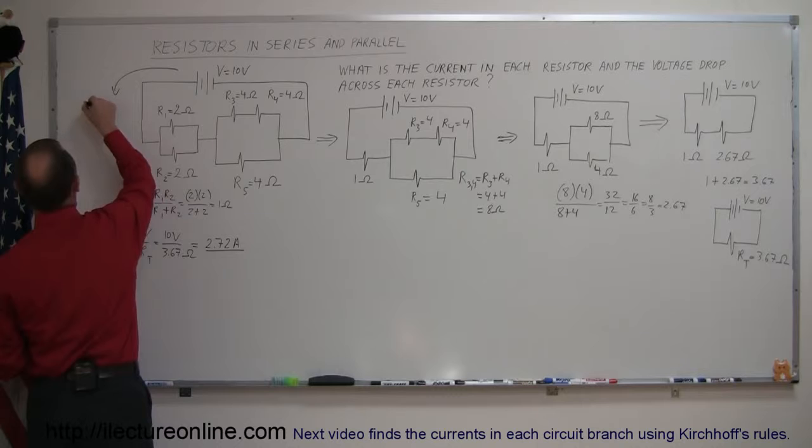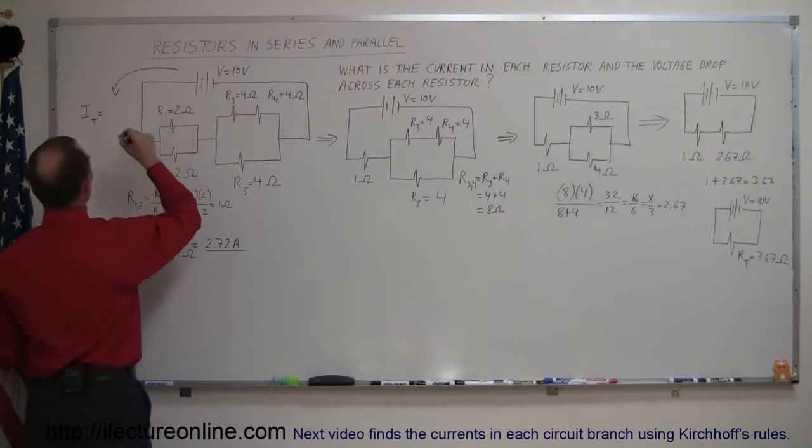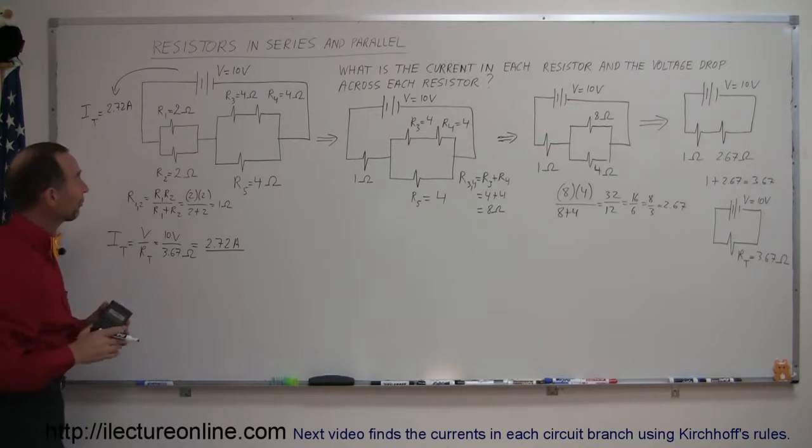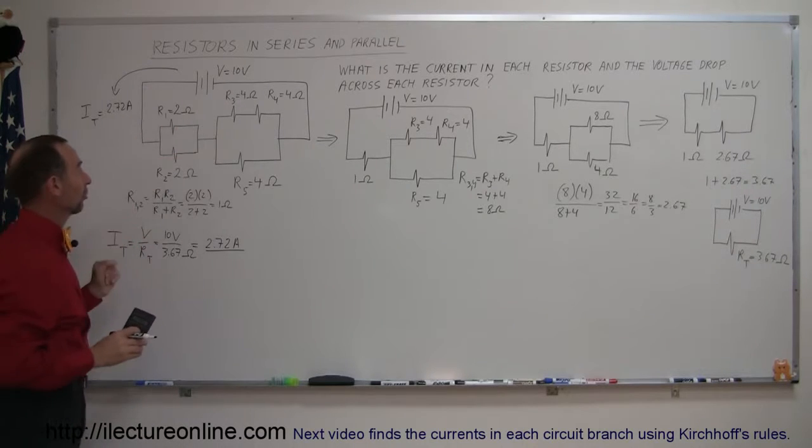So we can say here that we have an I total equal to 2.72 amps. Now I'm supposed to find the current in each of the 5 resistors.